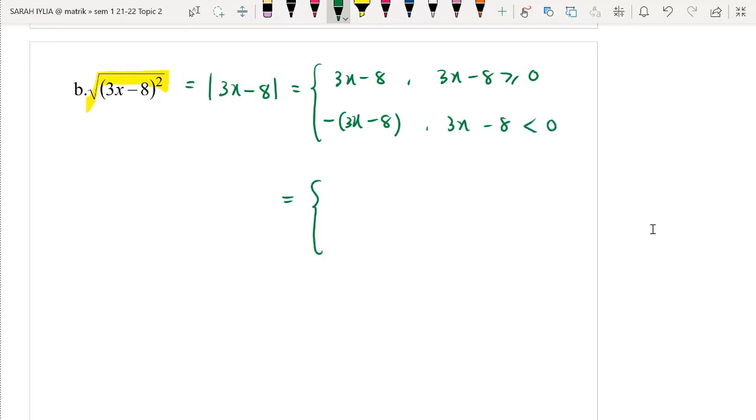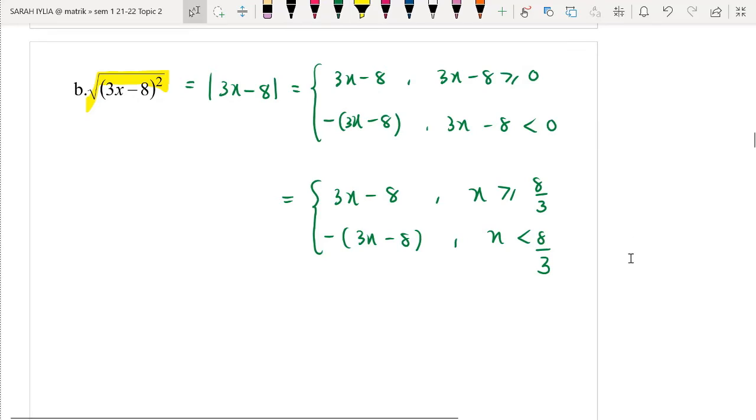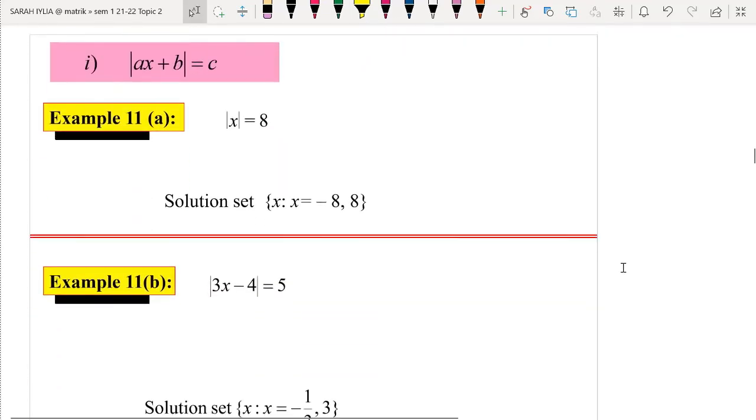So our final answer, 3x minus 8 when our x is at least 8 over 3. And then we will have negative of 3x minus 8 when our x is less than 8 over 3. Itu je cara kita nak define surd x squared. Okay. Next, kita masuk how to solve absolute equation.